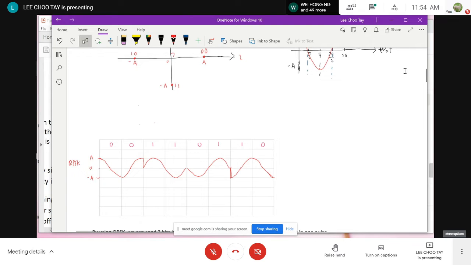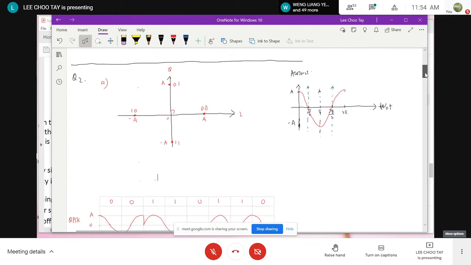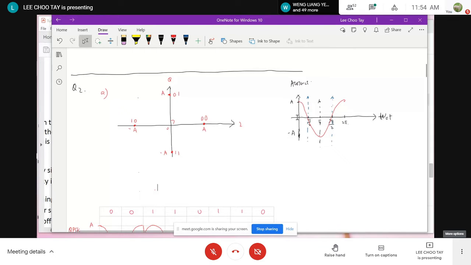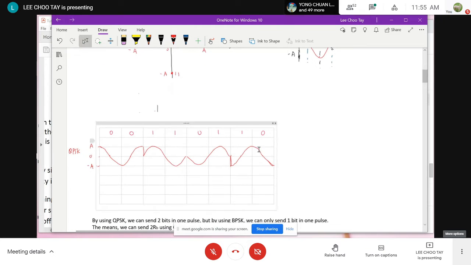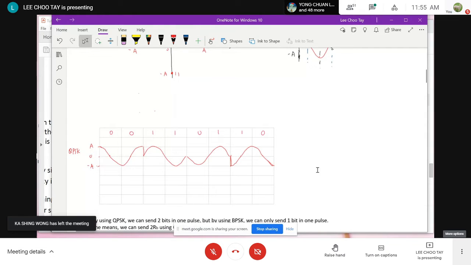Or you may want to again refer to this diagram. You move your y-axis to pi. That means your waveform is going to start like this at the negative A. Then you make a full oscillation: negative A, go to positive A, and then go back to negative A. One cycle. So this is how the QPSK waveform for this bit stream is going to look.